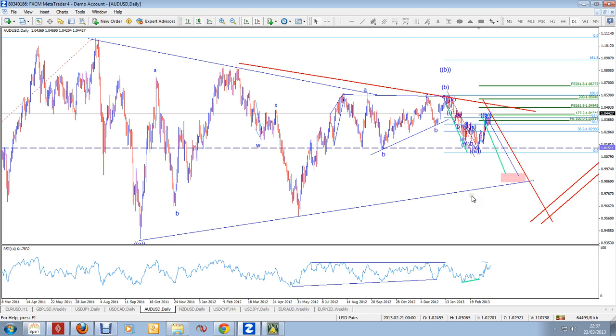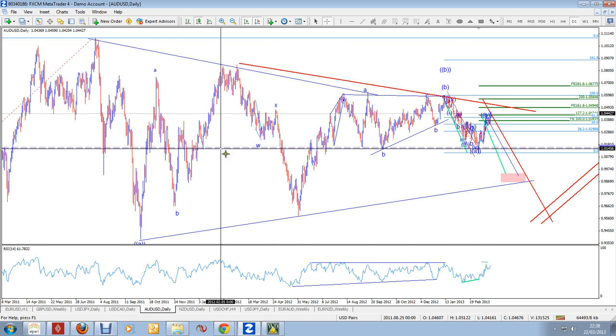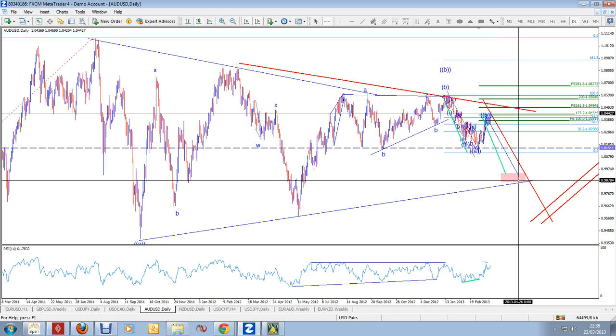But I'm not sure if in fact that will be the case. So somewhat undecided really about what's going to happen. And there were two scenarios I've been playing with for quite some time, as some of you will know. If we are in a triangle, we need that one to come down to here.